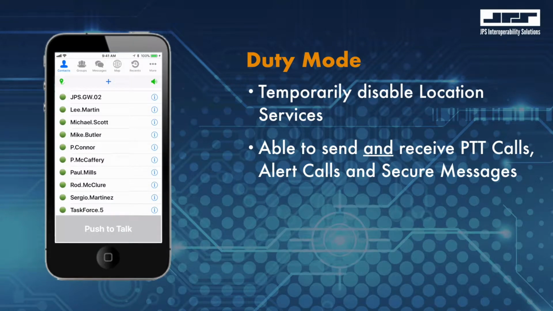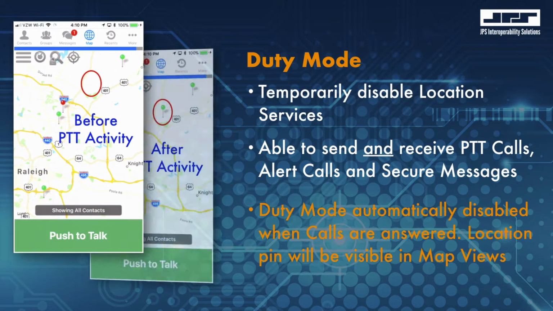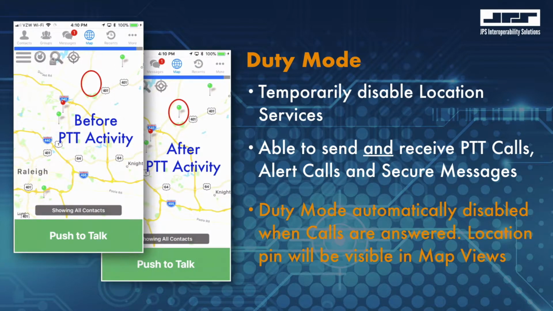Duty mode is enabled by tapping on the map pin icon located above the contacts or groups list. When duty mode is enabled, the location pin icon will appear red. It's also important to remember, if an inbound PTT call or alert call is answered, duty mode will automatically be disabled and one's location pin will once again be persistently visible on all other users' map view. You must once again tap on the duty mode icon to reestablish the feature after a PTT conversation.